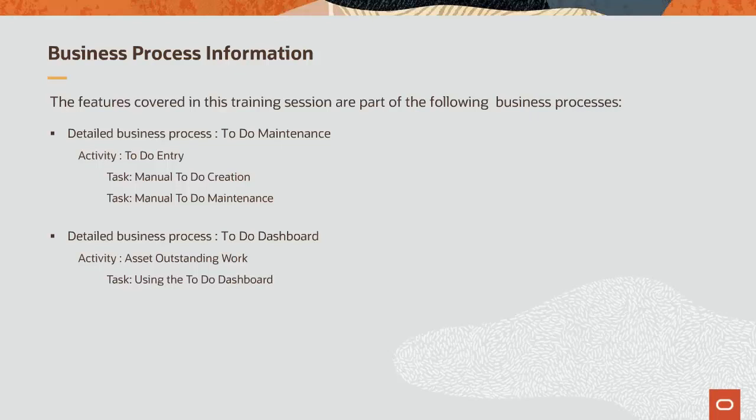The following business processes are impacted by the changes implemented in this session. To-do maintenance: the manual to-do entry creation and manual to-do entry maintenance are impacted by the improved to-do entry maintenance feature. To-do dashboard: a new to-do dashboard process is introduced to optionally allow users to assess their outstanding work.